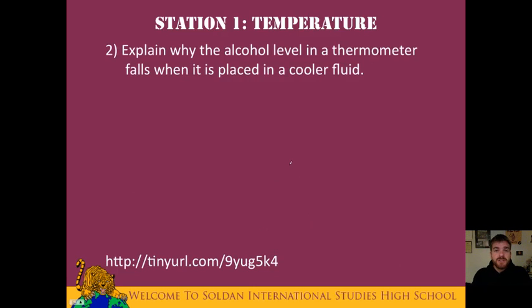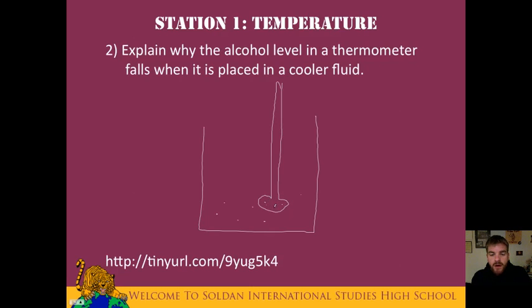The key point to realize is that warm fluids expand and cold fluids contract. That's actually what this question number 2 is on your Team Ziggurat. It says, explain why the alcohol level in a thermometer falls when it's placed in a cooler fluid. So here we have another beaker. This time the particles are going to be moving slower, and so because of that, they're not going to bump up against the bulb of the thermometer as frequently. So therefore, the alcohol particles inside the thermometer will be moving slower, and one trait of alcohol is that when it is moving slower, the particles will contract.